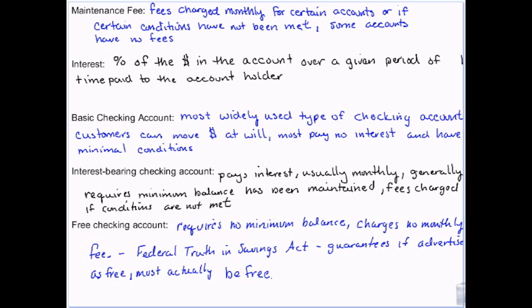Free checking accounts require no minimum balance. Usually you don't even have to have very much money to open one, $10 or $20. They charge no monthly fees.